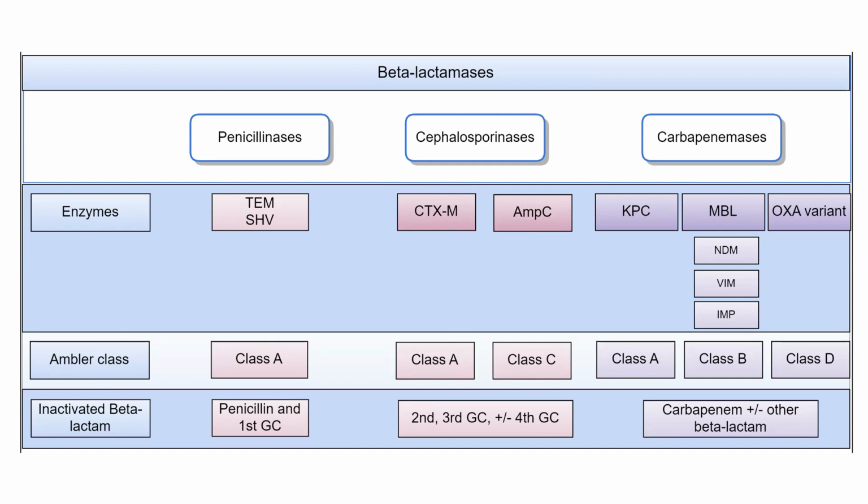For carbapenemases, we have three groups of enzymes: KPC, metallo-beta-lactamases, and OXA variants. The metallo-beta-lactamase is subdivided into three subtypes, NDM, VIM, and IMP. KPC is class A in the Ambler classification. The metallo-beta-lactamases are class B. The OXA variants are class D. All these types of carbapenemases inhibit the carbapenem and the other beta-lactam antibiotics.